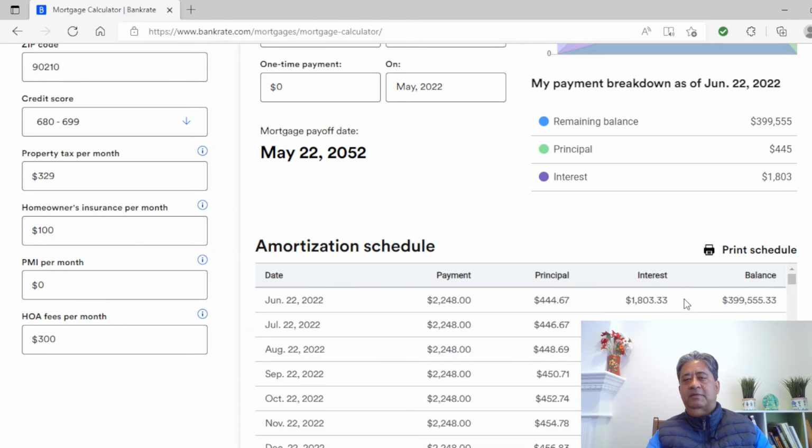So every month that you're making the payment, the balance is going to go down, the principal amount is going to go up, and the interest payment is going to be lower every month, because the remaining amount is lower.